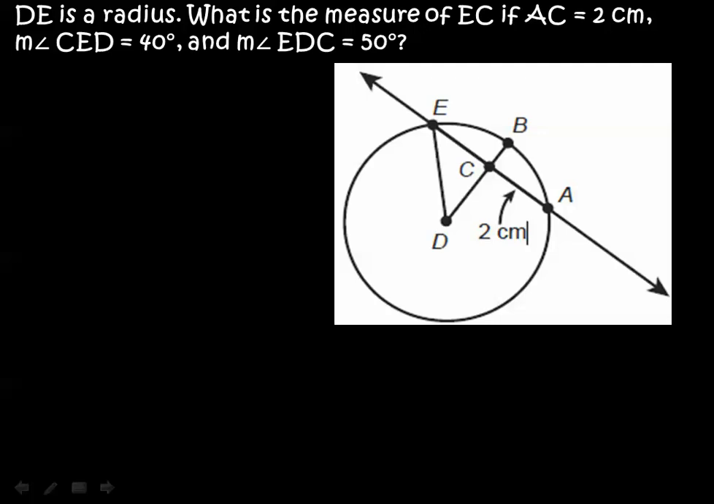Okay, so let's look at this problem. It says DE is a radius. What is the measure of EC if AC is 2 centimeters? They're showing you that right here.